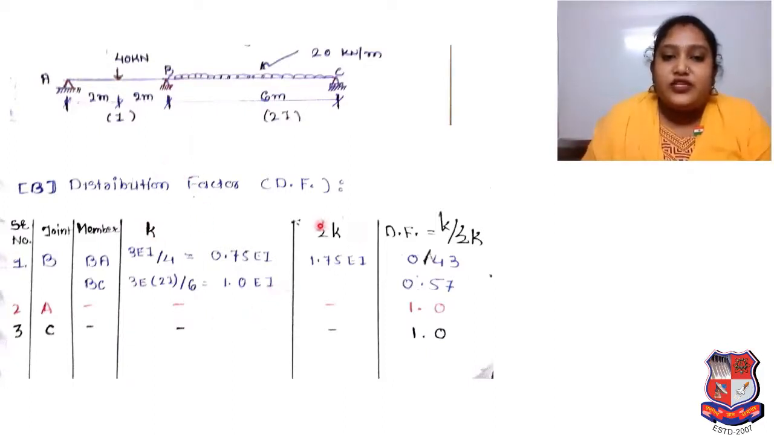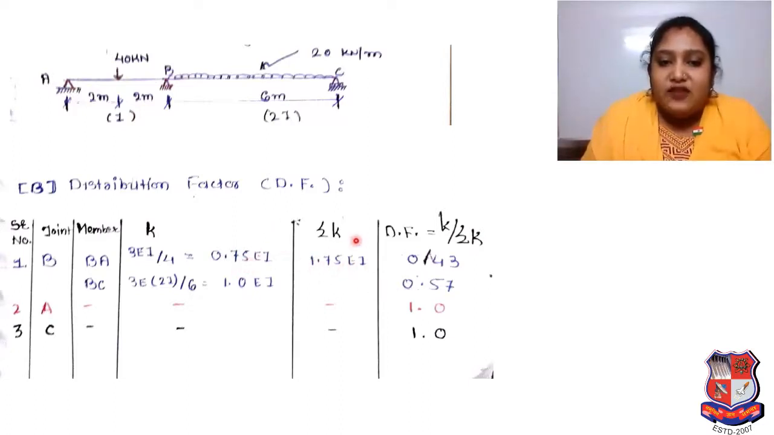Now we need the summation of K. For joint B, our sum of K will be 1 EI plus 0.75 EI, so it is 1.75 EI. Now we need the distribution factor for B. So what is the distribution factor? As per our previous discussion, K upon sigma K. So here K 0.75 divided by 1.75 EI.